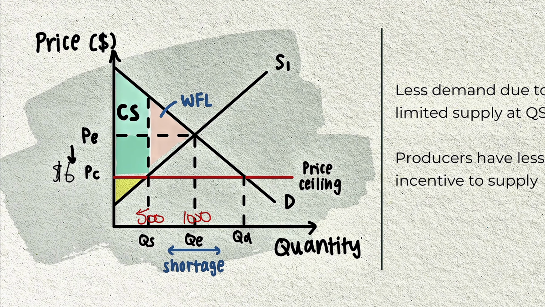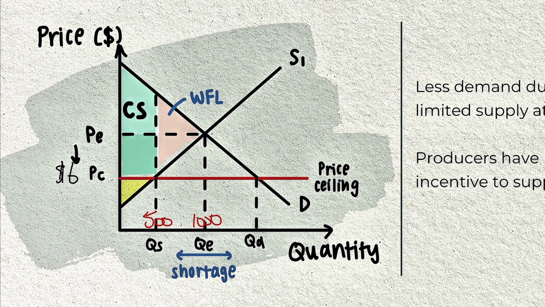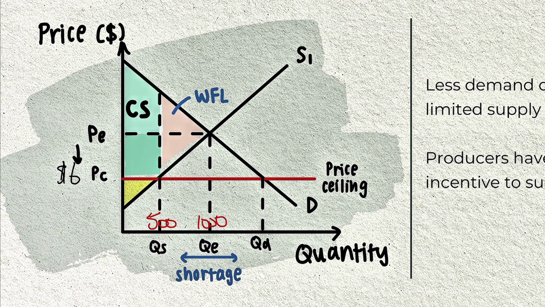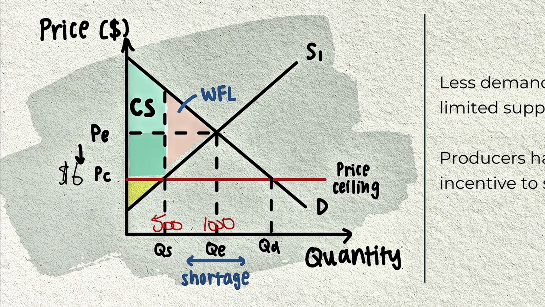And because of the decrease in quantity supplied, a smaller number of people are able to buy it at the lower price of PC. Prior to the price ceiling, there were 1,000 students who demanded sandwiches and 1,000 sandwiches available. And after the price ceiling, there are only 500 sandwiches available. And this point here represents the 500 students that were able to buy it at the lower price.